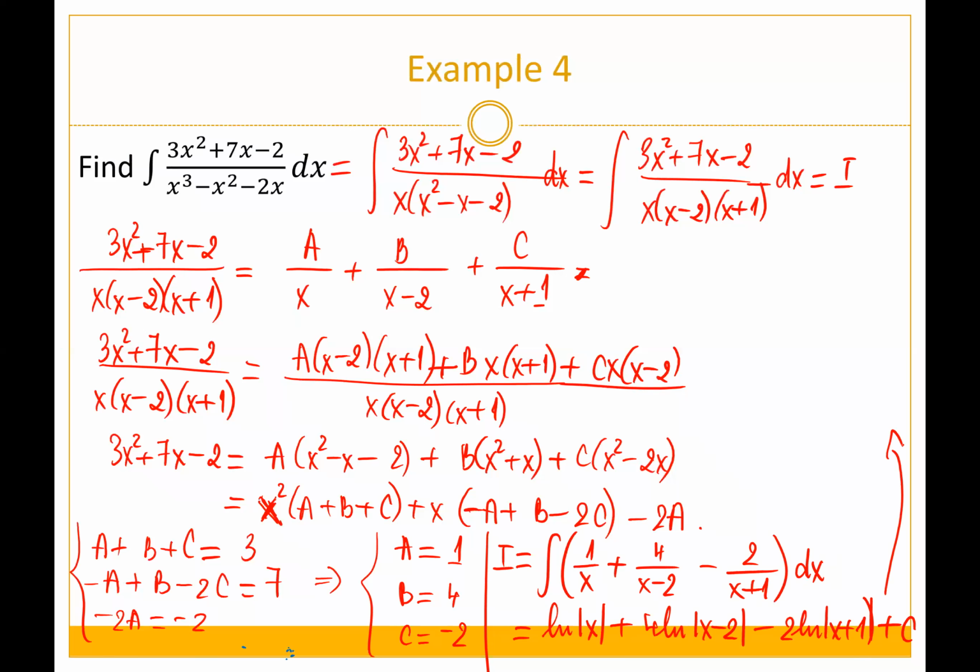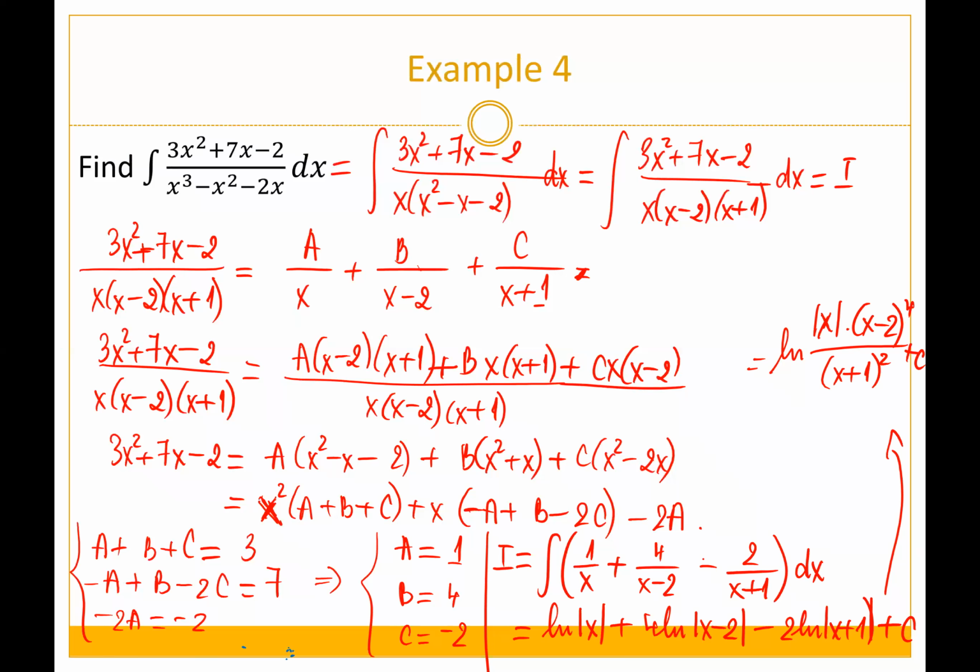Or if you want to simplify this further, I can put it in the form ln of the absolute value of x times (x minus 2) to the 4th, divided by (x plus 1) squared, plus C. This uses the properties of the log function to simplify the algebra. So this is just algebra from now on. But going from here to here is the important part of this section.